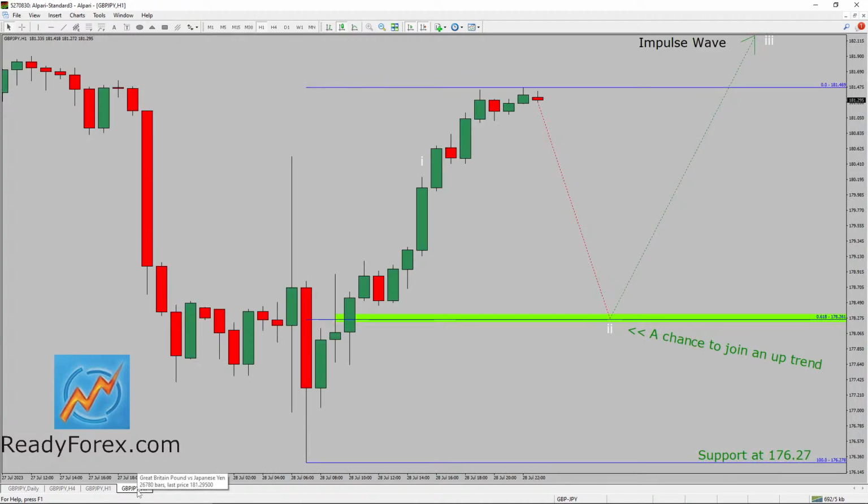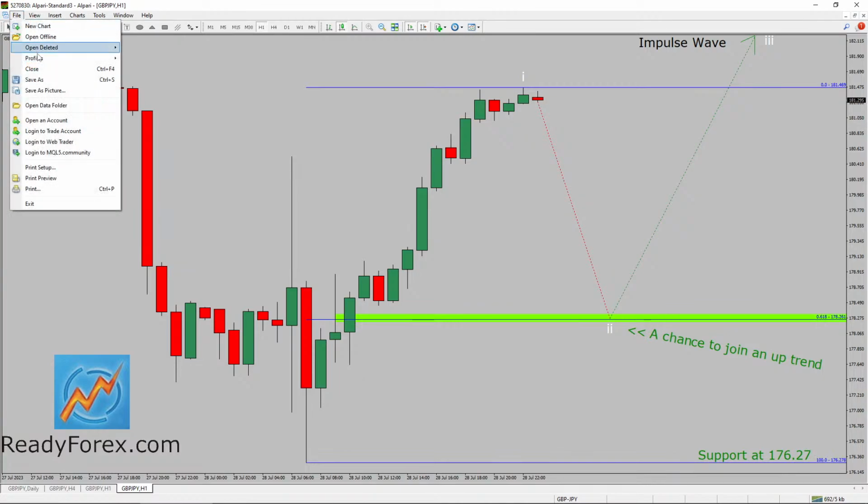As far as the trading is concerned, I think it is a good idea to look for a possible buy trading chance at or around the 0.618% Fibonacci retracement level. The value is 178.26. So it is going to be an uptrend as long as price action stays above 176.27 area in 1-hour chart of GBPJPY currency pair.